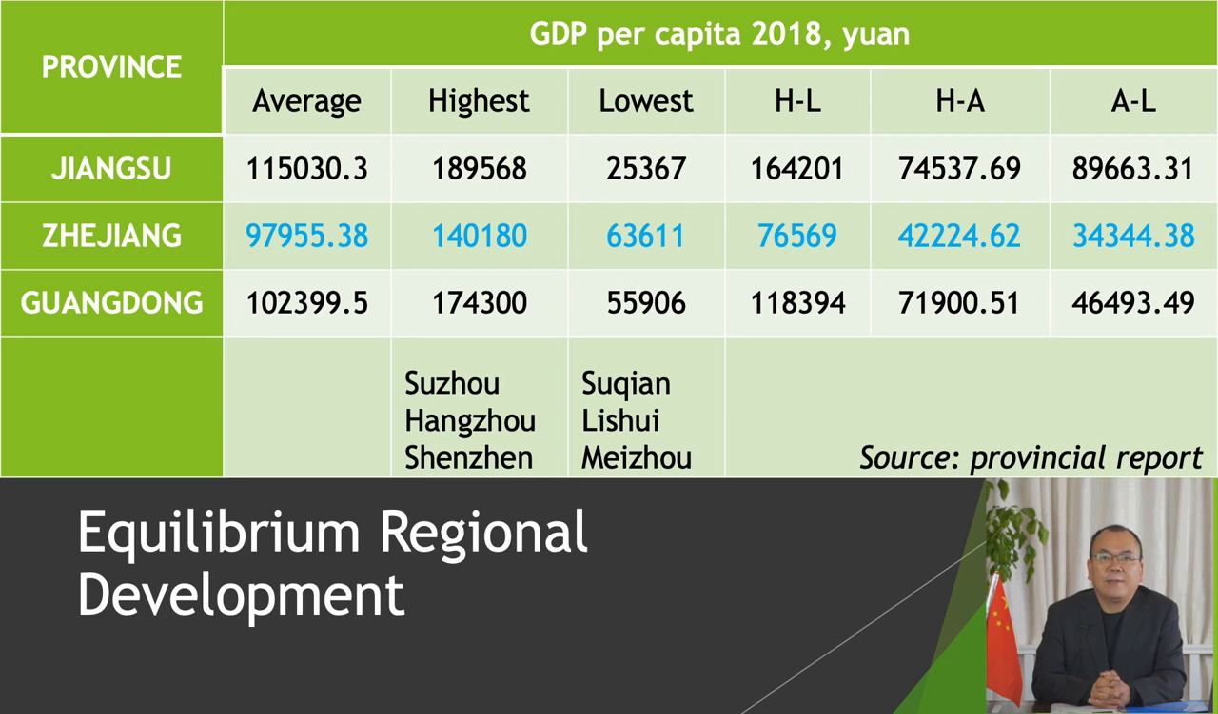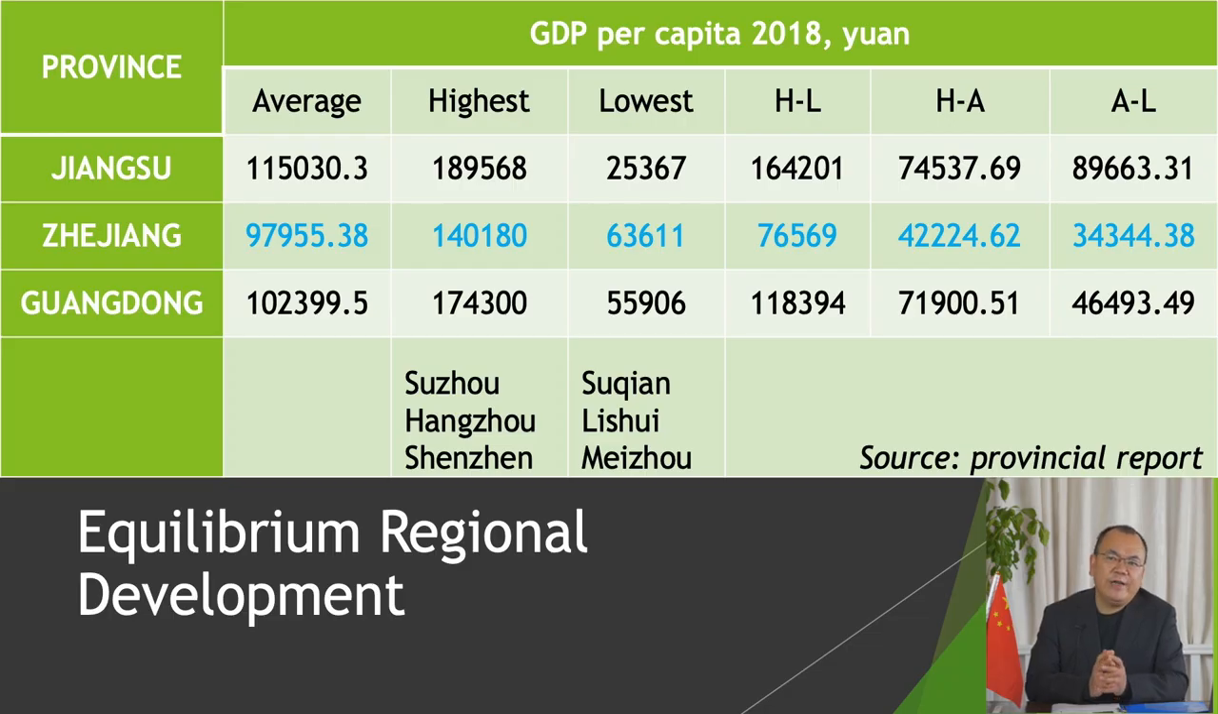However, when we compared with the highest and the lowest, then we can have a sharp comparison. For example, for the highest GDP per capita, Guangdong province is 174,000 yuan. The lowest is only 55,000 yuan. The difference, the margin between the two, is large as 118,000. Well, Zhejiang, the margin is quite smaller.